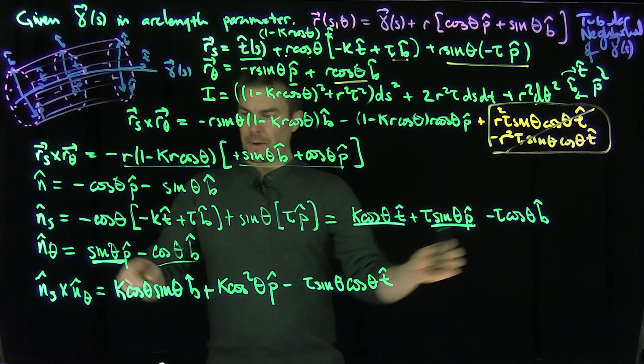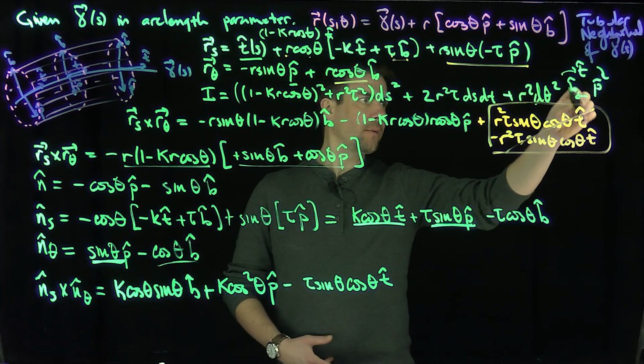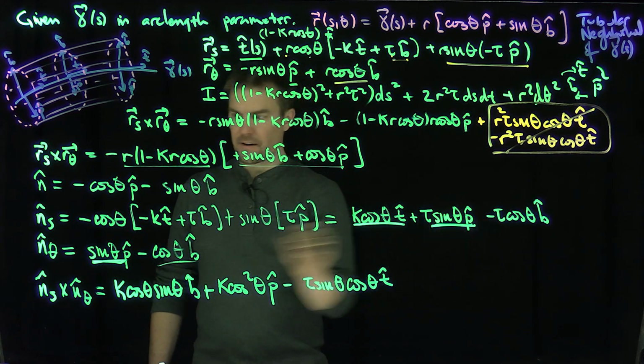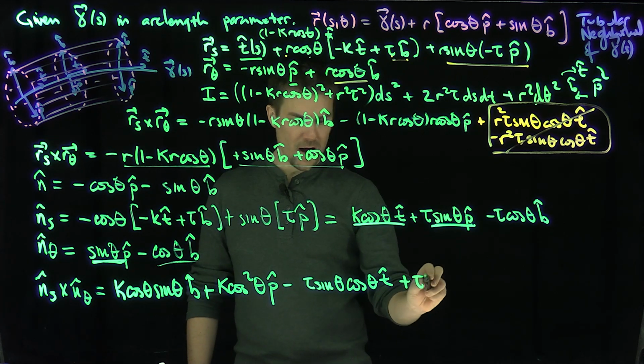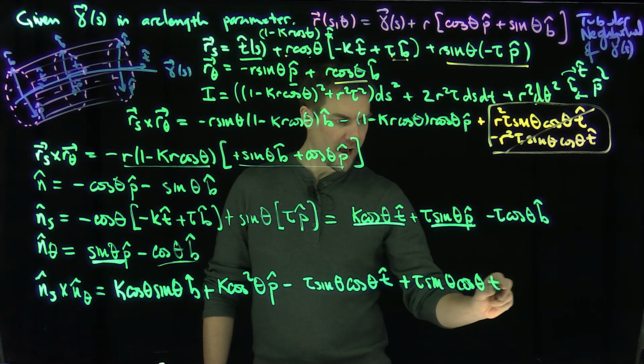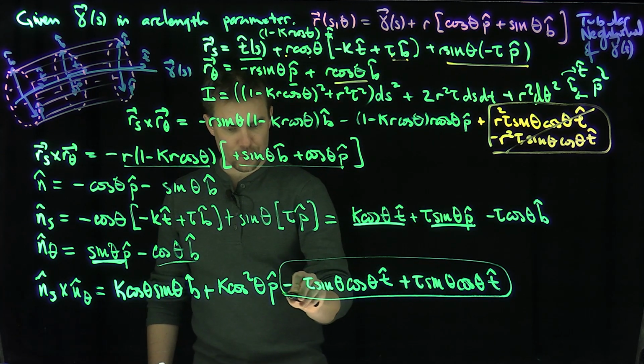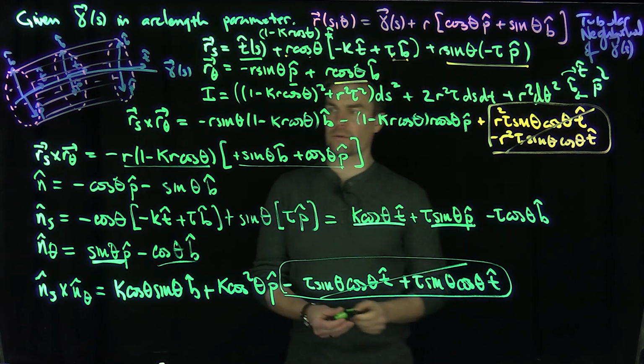And then the b terms: b cross b is going to be 0, and then b cross p is going to be negative t. So I have a negative, it turns into a positive tau sine theta cosine theta t hat. And yet again, these terms over here with my t components are going to cancel out. Of course, that's because we're transverse to the curve, so those terms are gone.